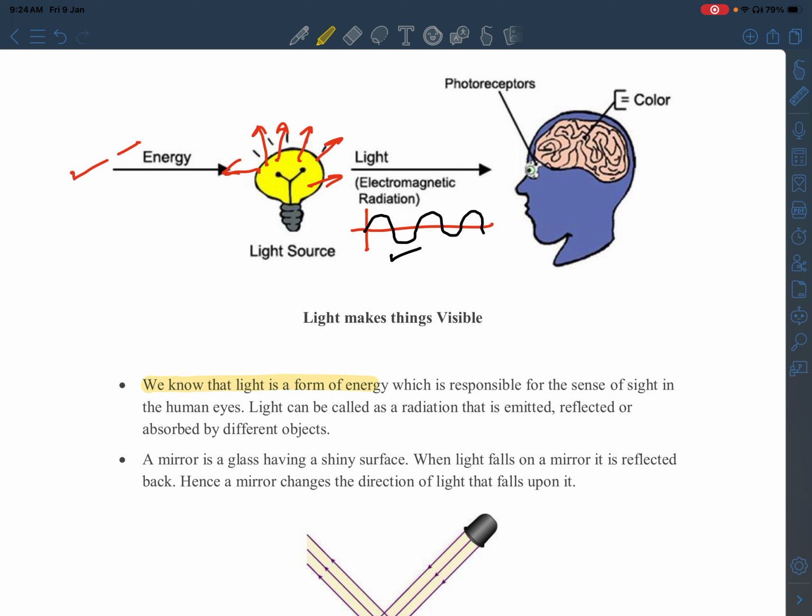So here we know that light is a form of energy which is responsible for the sense of sight in the human eyes. Once again, light is a form of energy which is responsible for the sense of sight in humans. And light can be called radiation that is emitted, reflected, or absorbed by different objects.